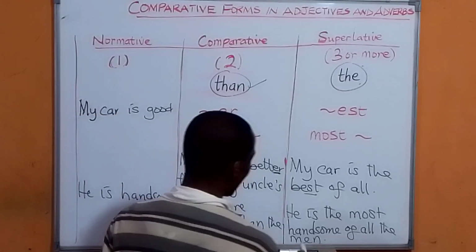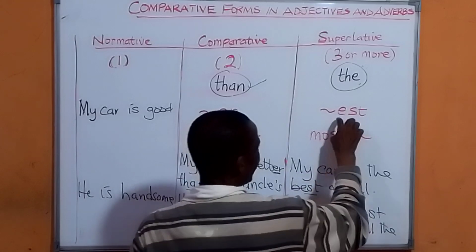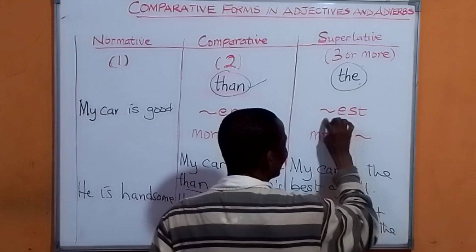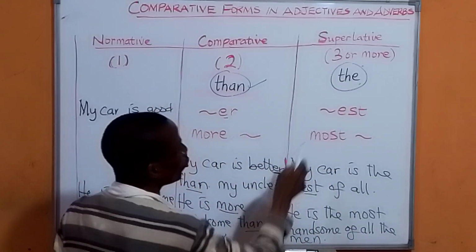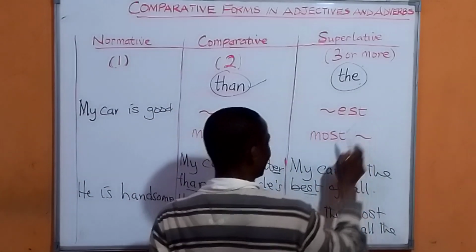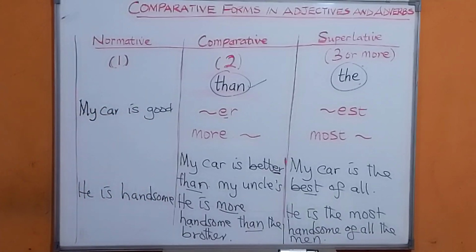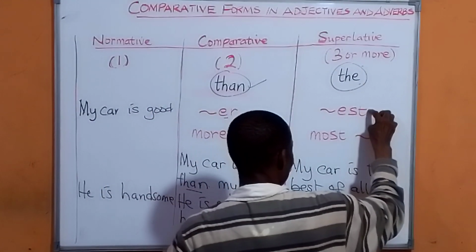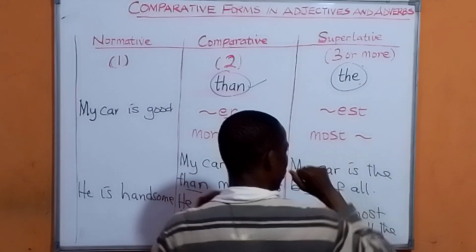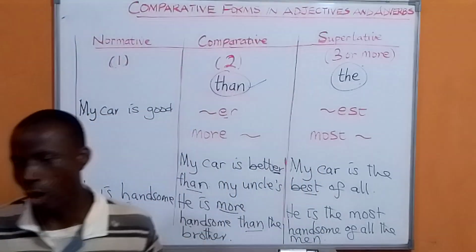You see now, you cannot say most handsomest. No. You cannot use the word with est and use most again. You cannot use a word that ends with est and use most again. No. You cannot say the most handsomest. So, in superlative, you either use this or you use this if the word is longer. We use most or more if the word is longer.